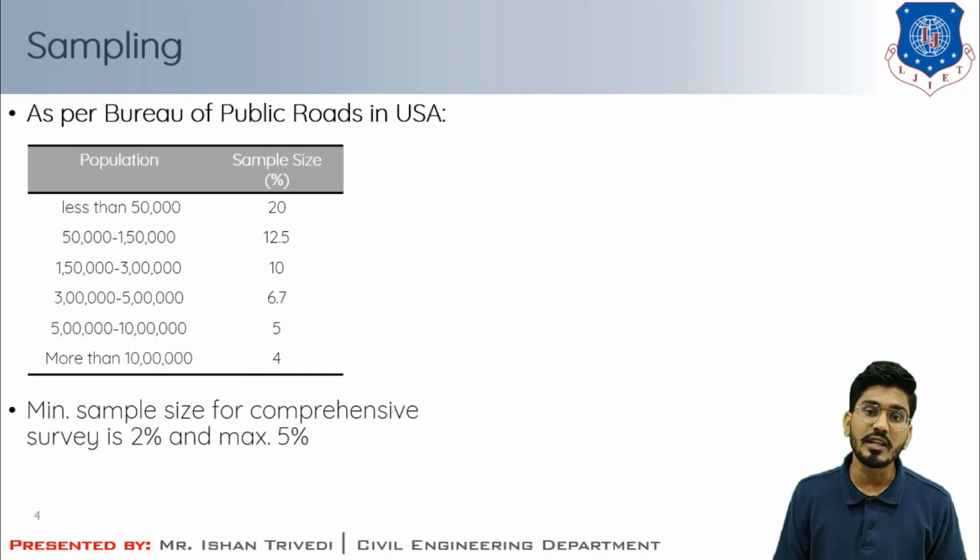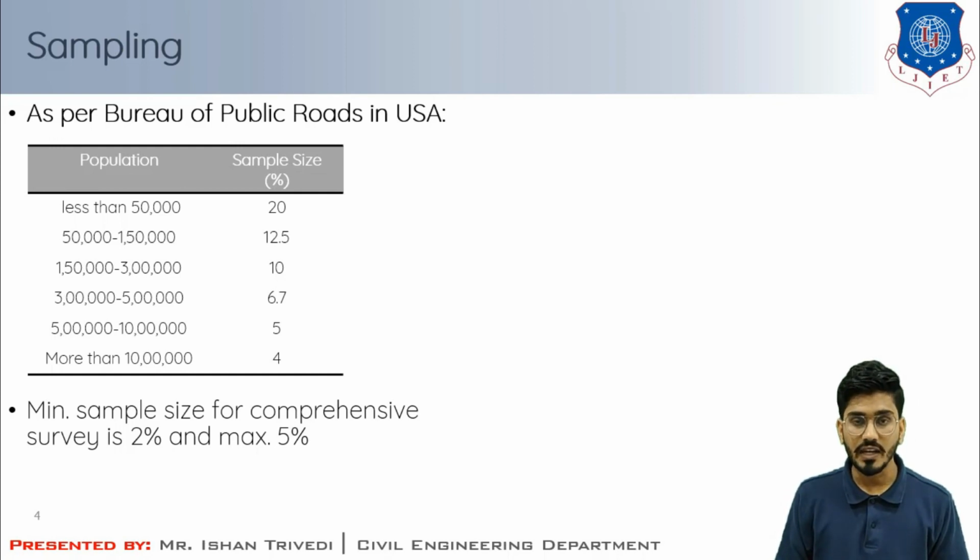The Bureau of Public Roads in the USA has laid down a few standards for household interview surveys. Here the population is shown and the percentage of sample size is given to you. For a population less than 50,000, the sample size is 20% of the total population. Next, for a population from 50,000 to 1,50,000, the sample size is 12.5%. Then 1.50 lakh to 3 lakh, it is 10%. Then 3 to 5 lakh, it is 6.7%. Then population from 5 lakh to 10 lakh, it is 5%. And where the population is more than 10 lakh, it is 4%. Here the minimum sample size for a comprehensive survey has been a maximum of 5%.